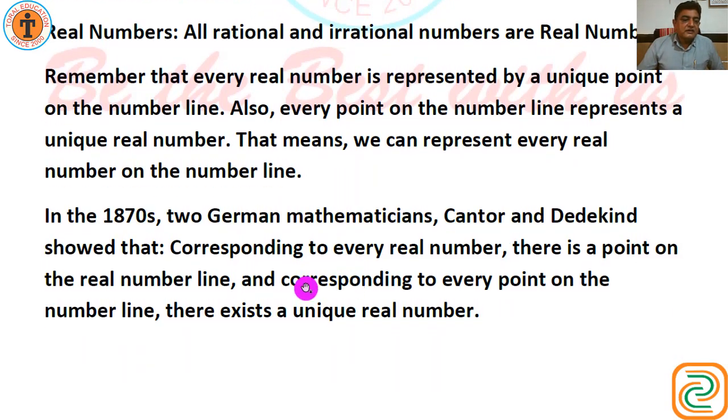In the 1870s, two German mathematicians, Cantor and Dedekind, showed that corresponding to every real number there is a point on the real number line, and corresponding to every point on the number line there exists a unique real number. These two mathematicians gave this statement. Remember the names: Cantor and Dedekind.